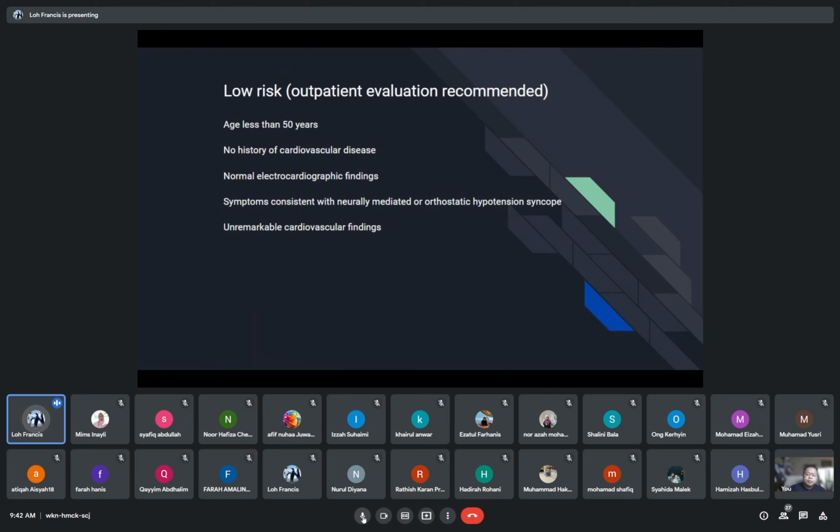A patient is considered low risk when the age is less than 50 years old with no history of cardiovascular diseases, presenting with a normal ECG finding, and the syncope symptoms are consistent with neurally mediated or orthostatic hypotension syncope with unremarkable cardiovascular findings.